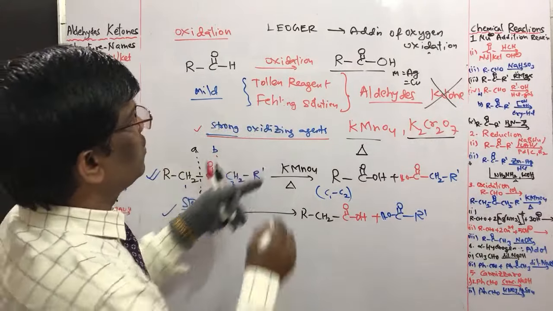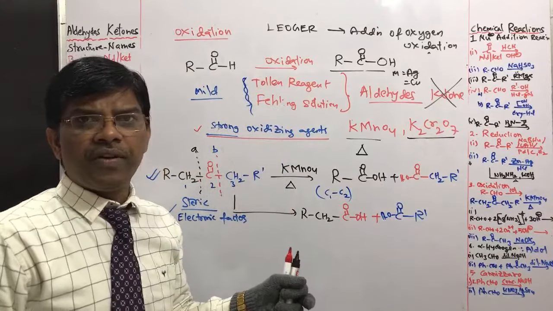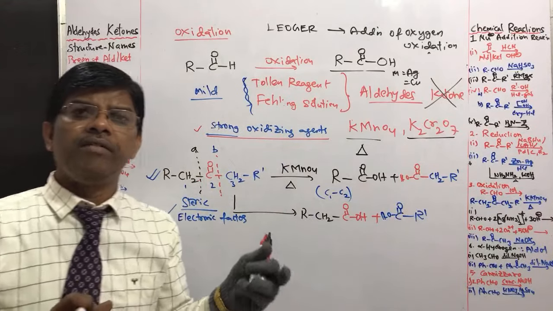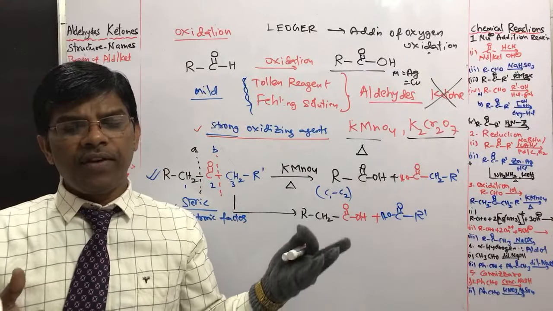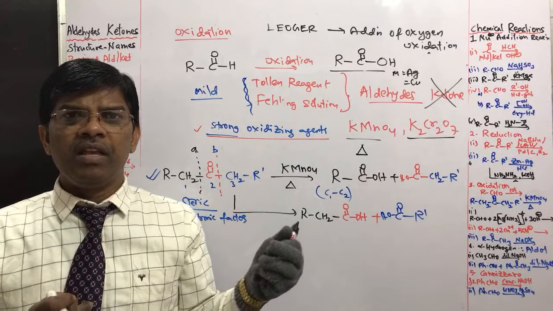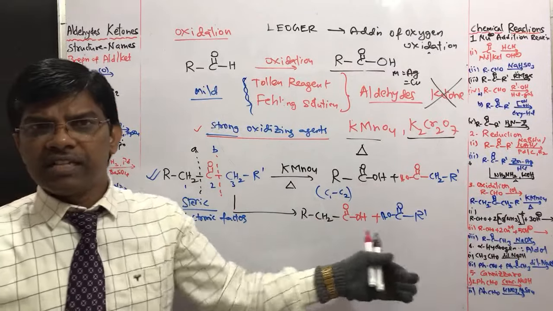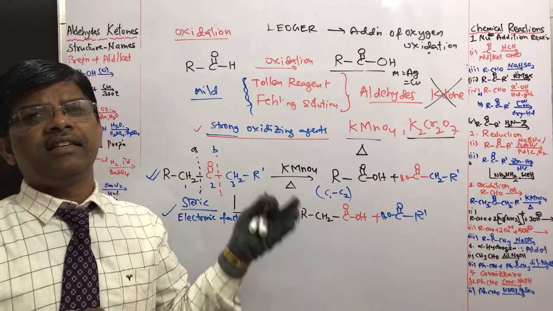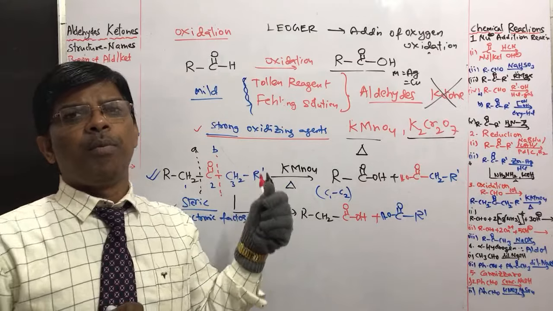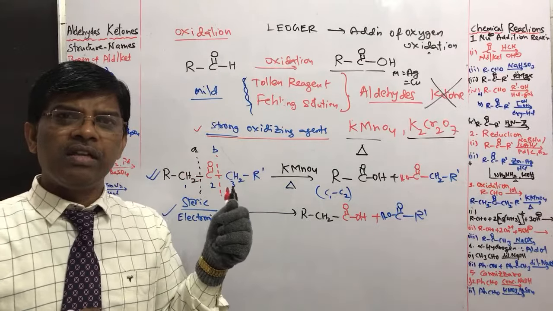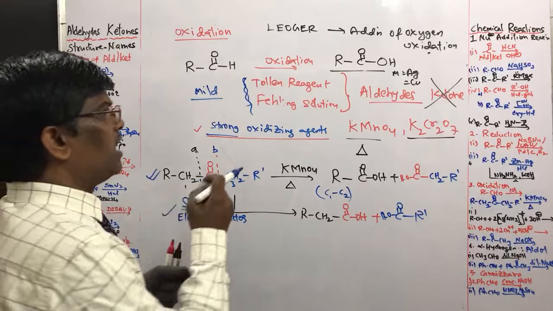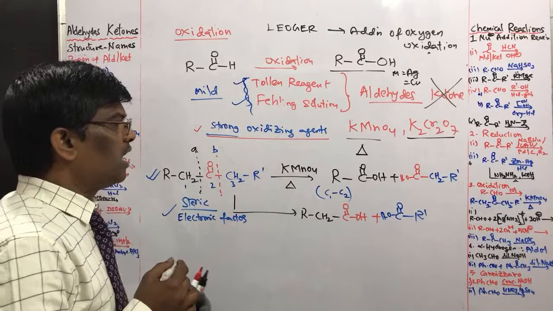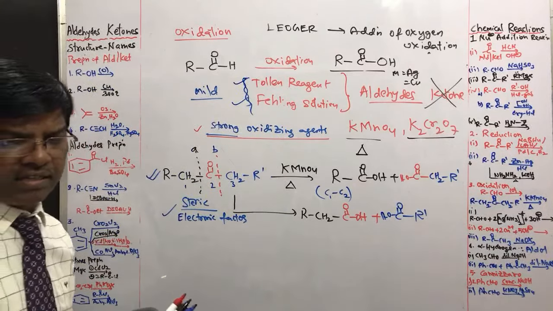So Tollens reagent and Fehling's solution are the two reagents used to distinguish aldehydes from ketones. If you have a mixture of aldehydes and ketones, the 2,4-DNP test, as I said, gives a positive result for both aldehydes and ketones, indicating the compound has a carbonyl group. Then, to identify whether it is an aldehyde or a ketone, you go through the Tollens test or Fehling's solution test. Let us take Tollens reagent and do the test.